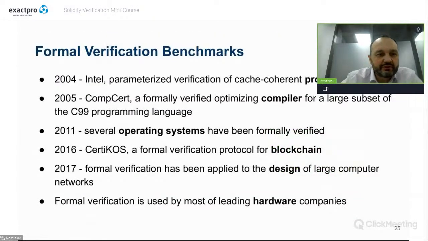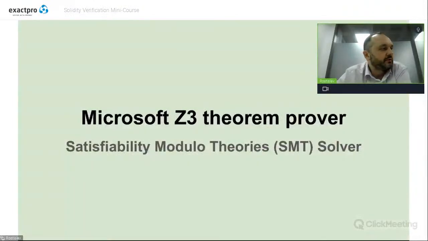Okay, and just to conclude this section, just a couple of benchmarks. Like I mentioned, almost 20 years ago, Intel already used formal verification for some protocols. Then you see some examples: compiler, operating system, and even blockchain. And you see this example for blockchain is already like 6 years ago. So once blockchain technology arrived on the market, people immediately started some experiments on applying formal verification to these tools. And truly, like I mentioned, hardware companies really like this topic a lot.